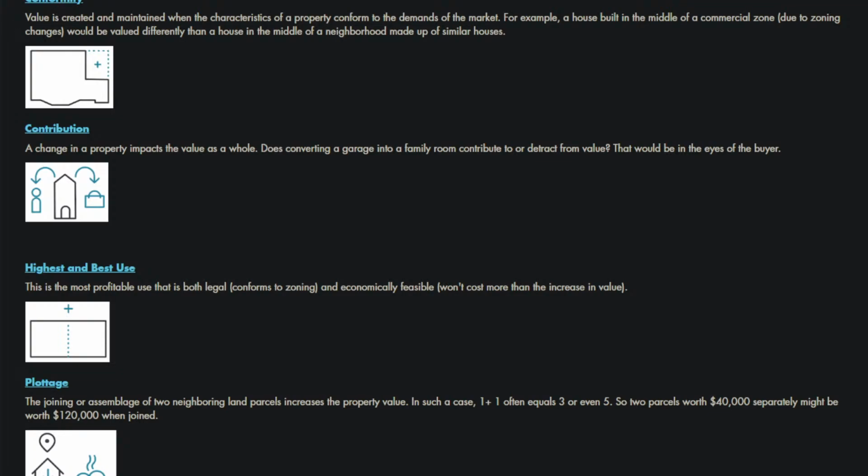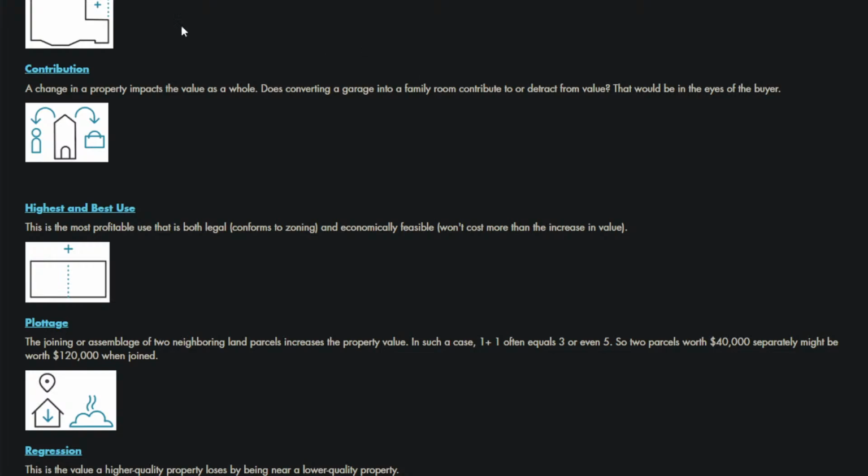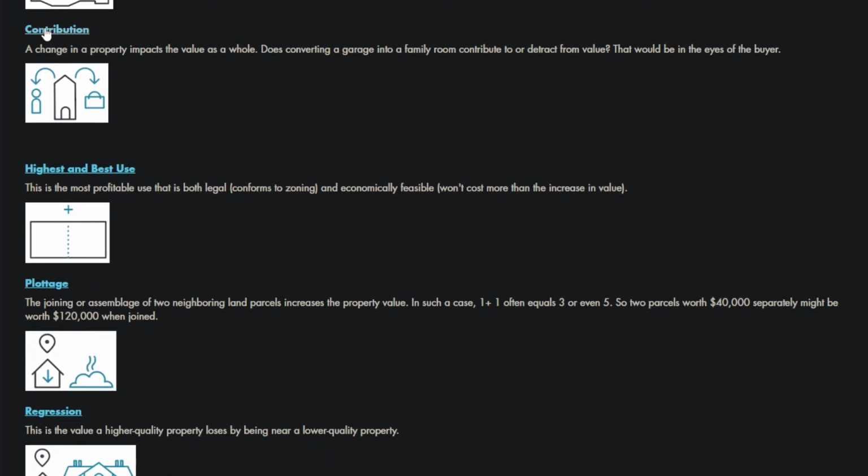Conformity. Value is created and maintained when the characteristics of a property conform to the demands of the market. For example, a house built in the middle of a commercial zone due to zoning changes would be valued differently than a house in the middle of a neighborhood made up of similar houses. You can see the little pictures here.